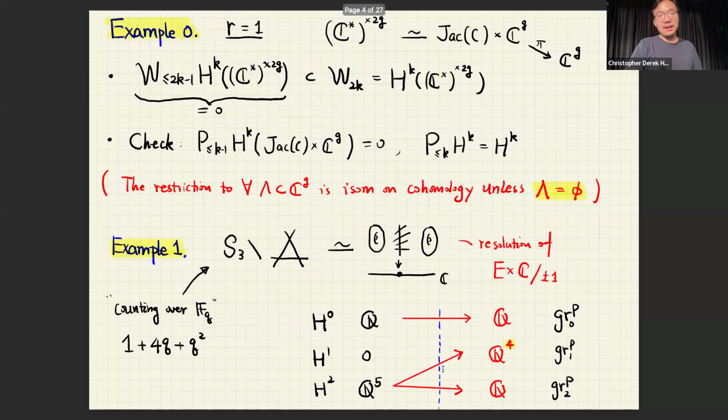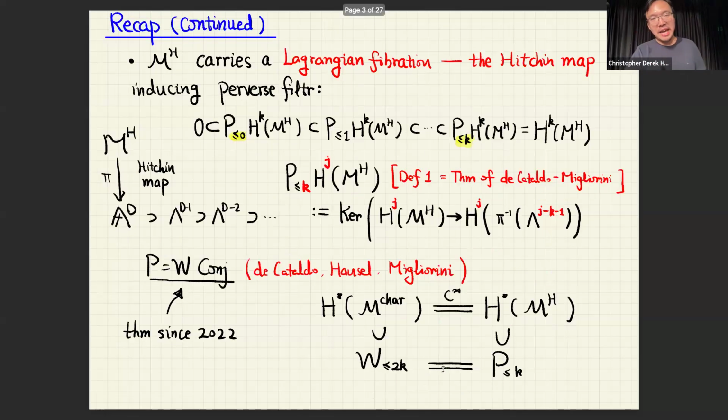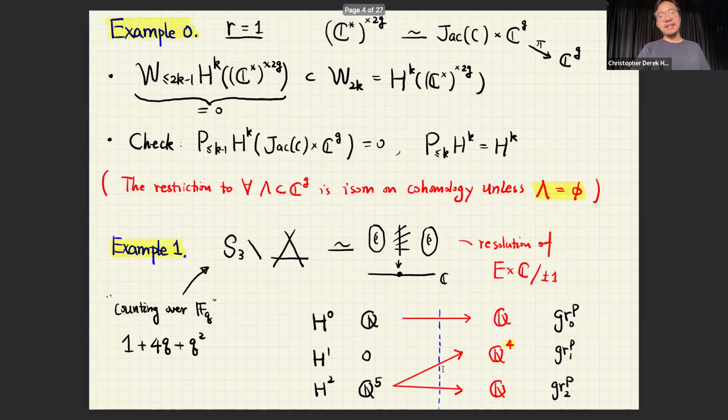So, okay, this is the recap of something we discussed yesterday. Let me start with two examples. The first one is trivial, and the second one is already interesting. So in the first example, we consider the case where the rank is 1. We discussed yesterday that in this case, the character variety is just a product of 2g copies of C star. This is an affine variety.